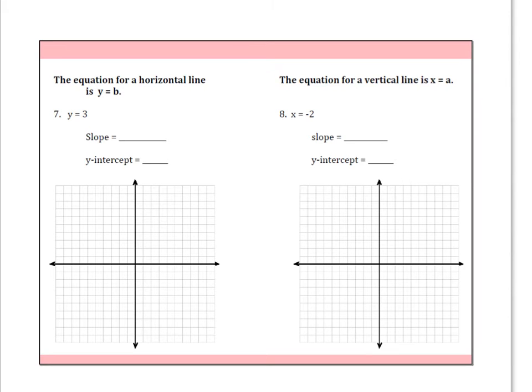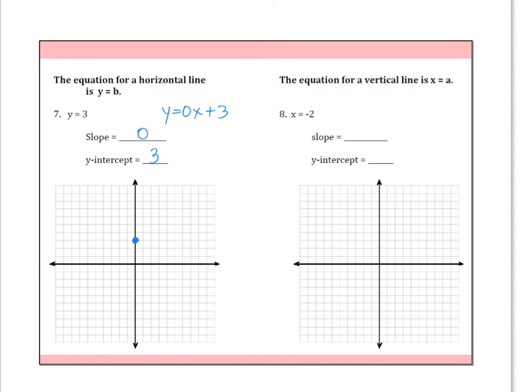Next, we're going to get into some special cases. It says the equation for a horizontal line is y equals b. Think of number 7 here. It has y equals 3. It's almost like this, y equals 0x plus 3. So there's no x's. The slope is 0. The y-intercept is 3. So if I put a dot at my y-intercept, I put a point at 3.